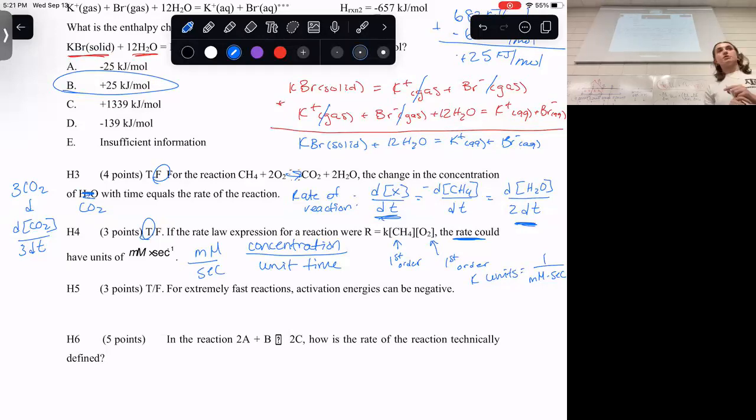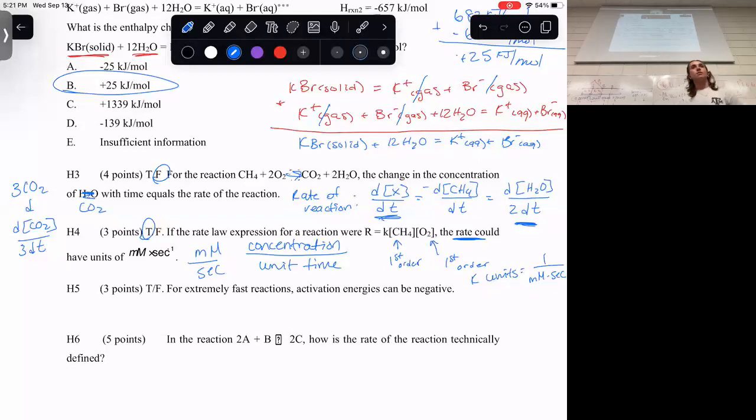We're just saying that we have two orders. It doesn't really matter what those orders are because we're just asking for the rate, and the rate will always have units of concentration over time. If you're trying to find the units of k, that's where the order matters.